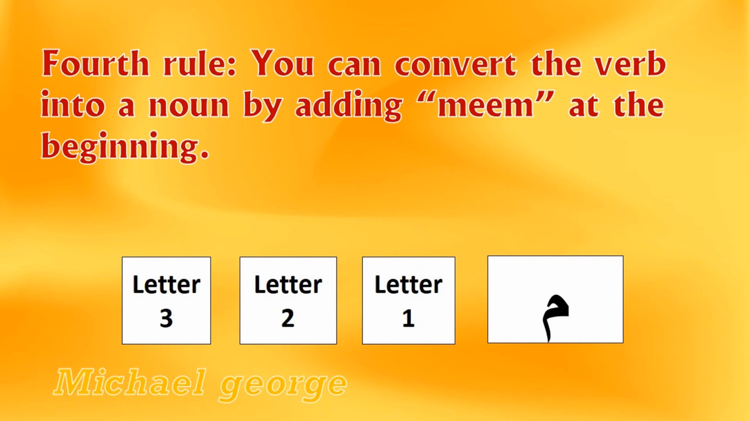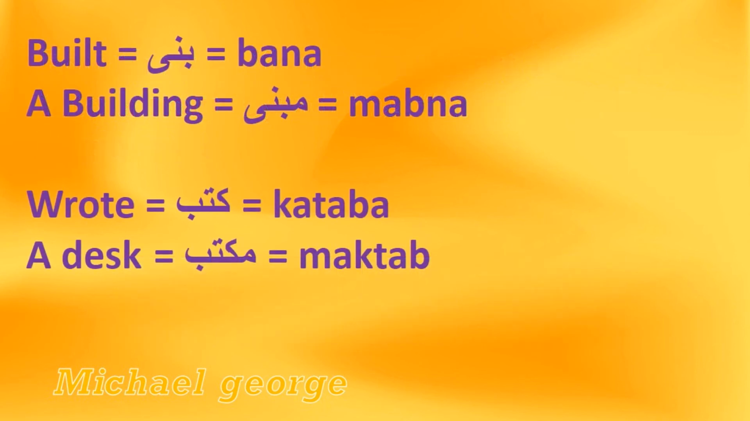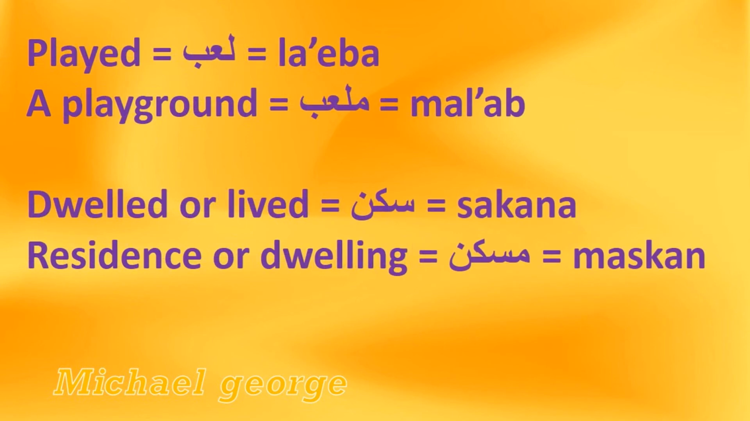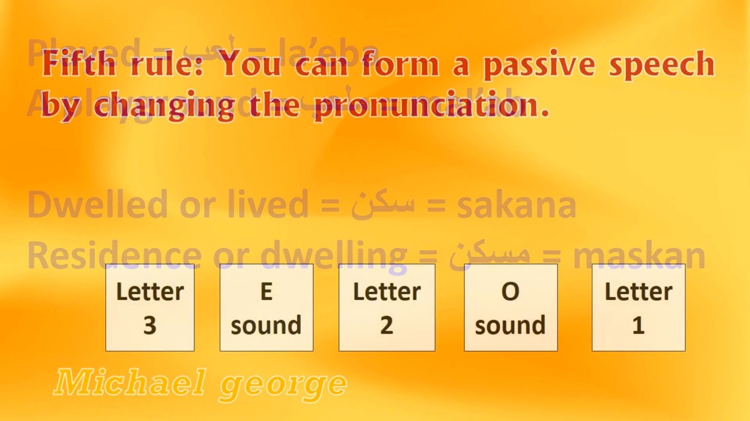You can convert the verb into a noun by adding ميم at the beginning of that verb. For example, بنى مبنى. كتب مكتب. لعب ملعب. سكن مسكن. This is the last rule.